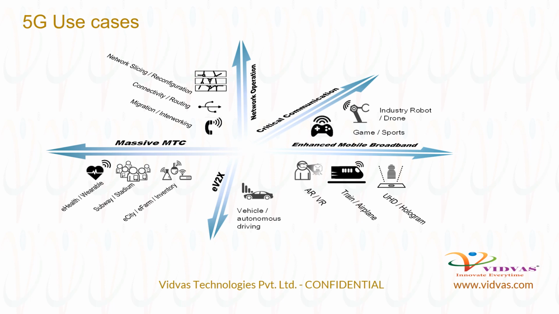Next use case, eV2X. This includes vehicle platooning, automated driving, extended sensors and remote driving. Next use case, massive MTC. One of the most anticipated 5G use cases is the ability to seamlessly connect embedded sensors in virtually everything. The industry foresees huge numbers, as many as 50 billion, of potential IoT devices in service by 2020.